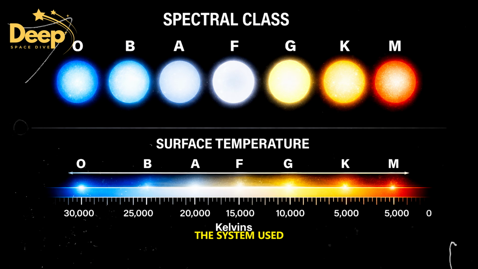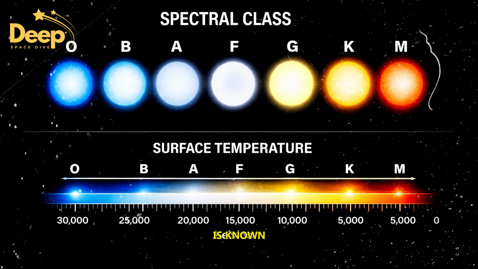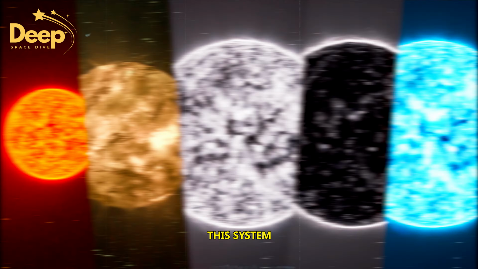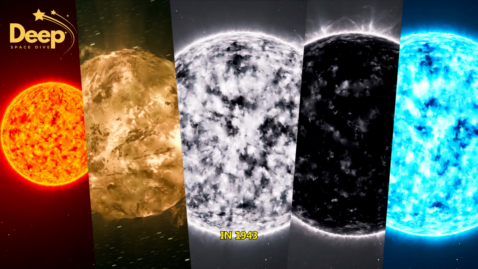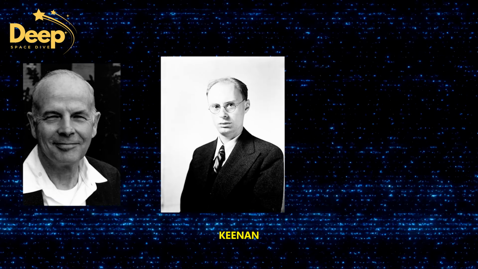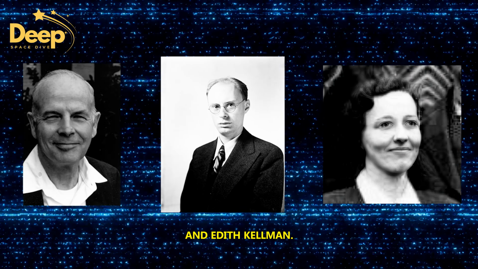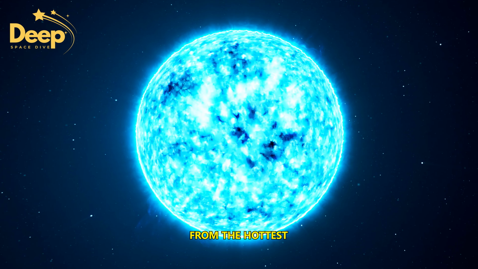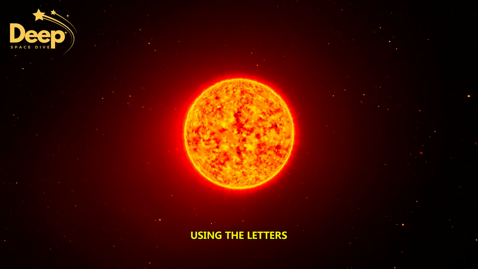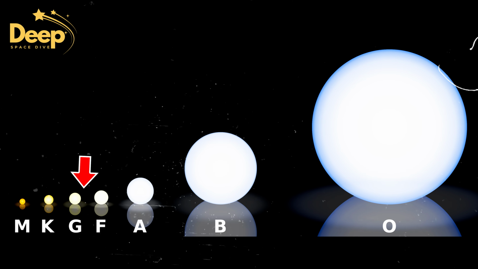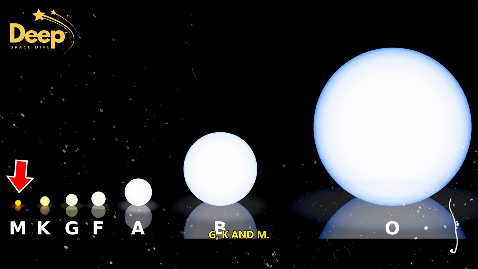Currently, the system used to classify these stars is known as the Morgan-Keenan, or MK system. This system was introduced in 1943 by William Wilson Morgan, Philip C. Keenan, and Edith Kellman. Under this system, all stars are arranged in a sequence from the hottest to the coolest using the letters O, B, A, F, G, K, and M.